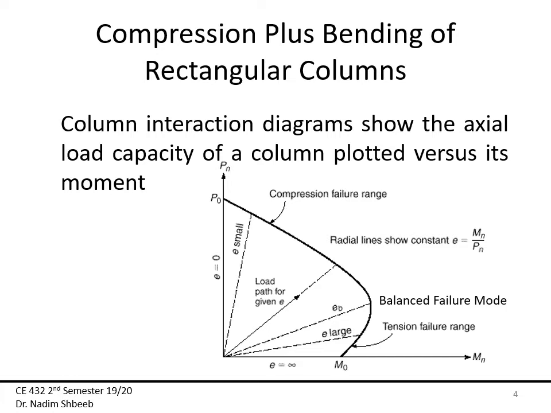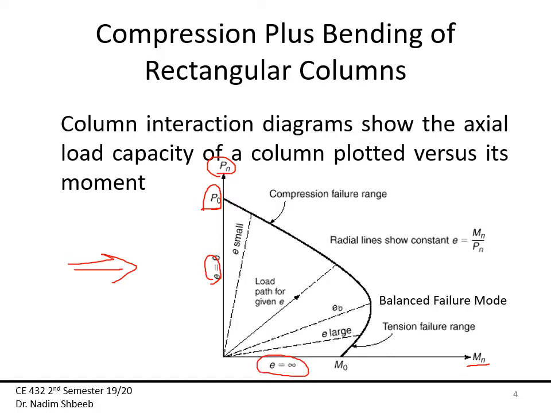So since I have so many possibilities, we draw what we call a column interaction diagram, because of the infinite combinations that we have. In that interaction diagram, I will be drawing the axial force on one axis, which is here my Pn, and I'm going to put on the other axis my moment. If I have 0 eccentricity, which means my load is concentric, then I'm going to achieve the value of P0, which we talked about in the previous class.